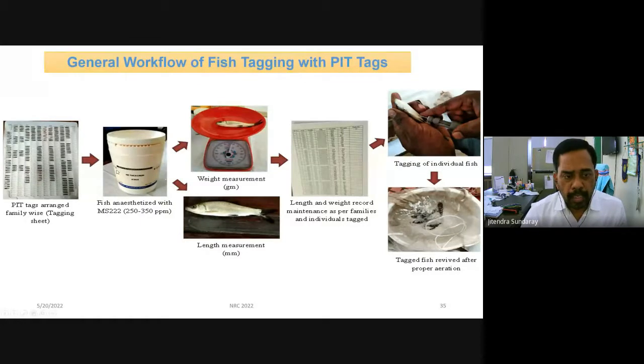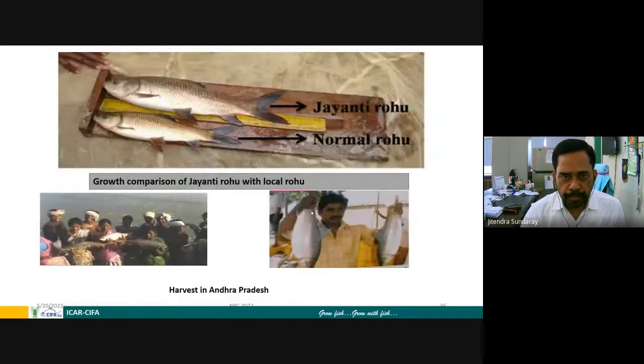You go for pit tagging with anesthesia MS222. You go for length and weight. Then you study the growth pattern in the year in the particular culture period. So with all this experimentation, you can see the growth difference between the normal Rohu and the jointing, right? So as of today, after 12 generations, we have 18% genetic gain from the jointing.